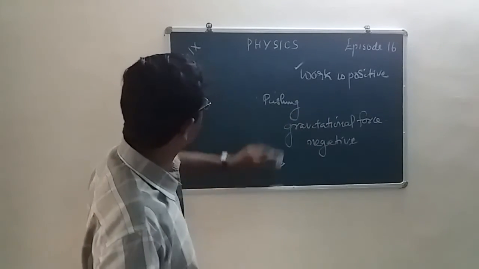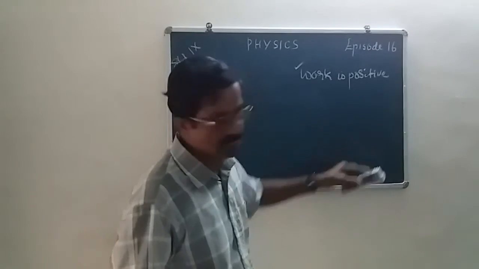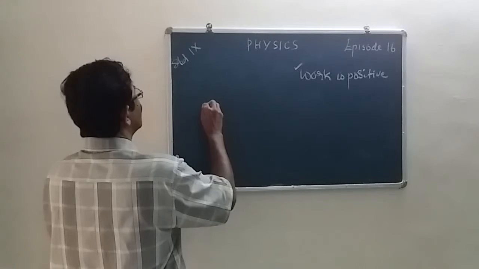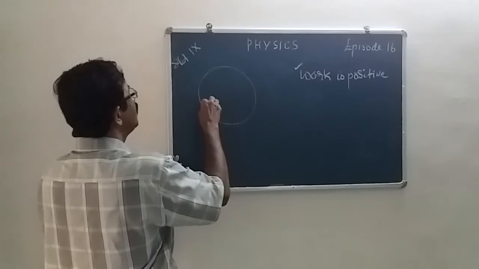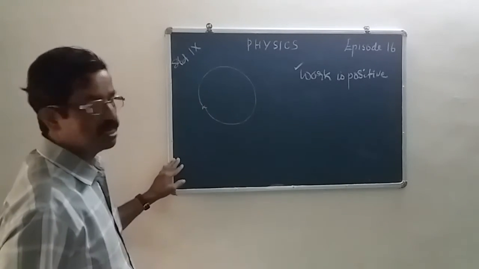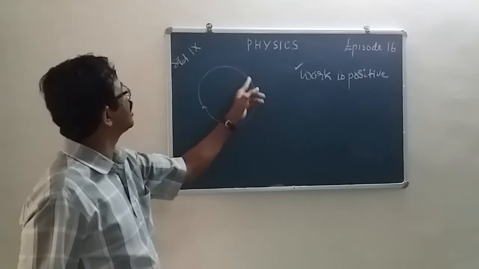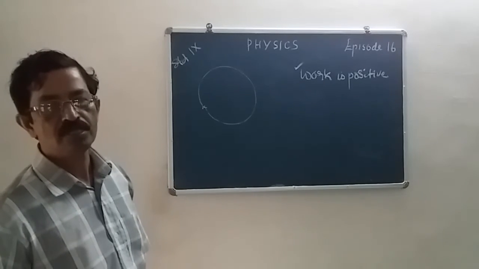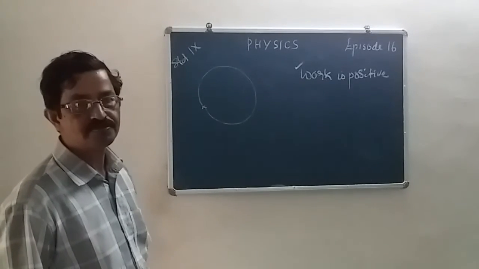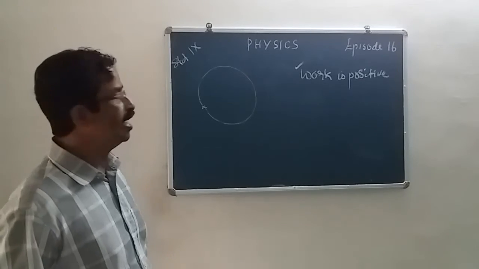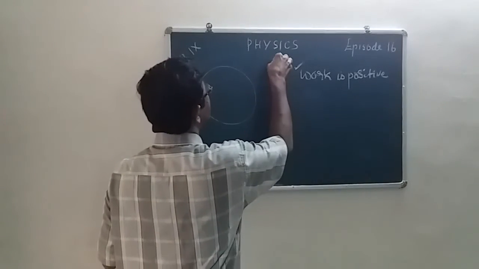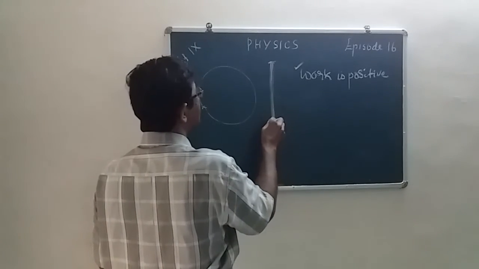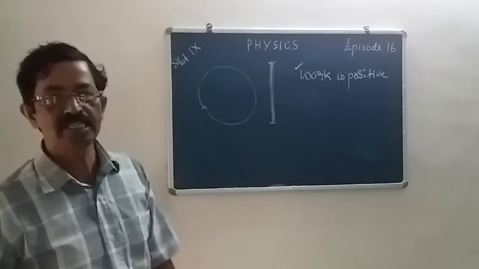Sometimes work can also become zero. Suppose an object is moving in a circular path. See, here it starts from here and when it reaches the same point, displacement is zero. So the work here is zero. No displacement. And in this case also, suppose a stone is thrown upward and it reaches here and it returns here, the displacement if we take, that is zero.